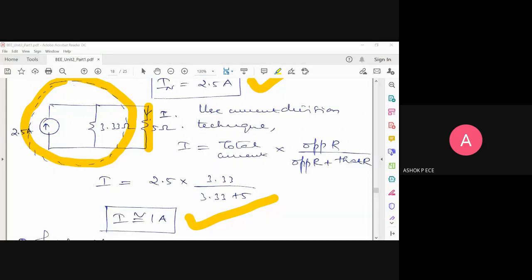Is this fine to everyone? Shall we go to the next problem or do you have any doubts? Is this Norton's theorem clear to everyone?